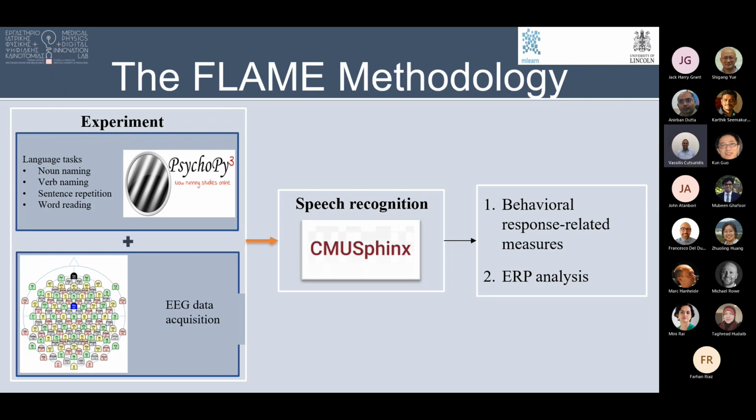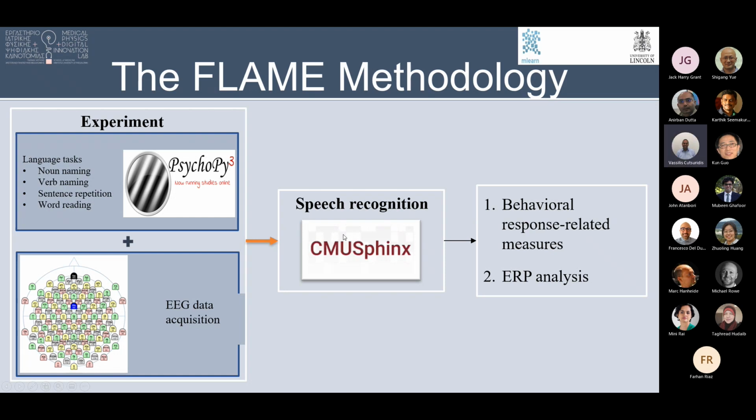Finally, I would like to present to you the methodology of a personal grant that I had during the previous 2 years. During that grant, I attempted to perform language mapping, combining behavioral and high-density neurophysiological signals. So I used 4 language experiments which were implemented in the PsychoPy toolbox of Python. They are noun naming, verb naming, sentence repetition, and word reading.